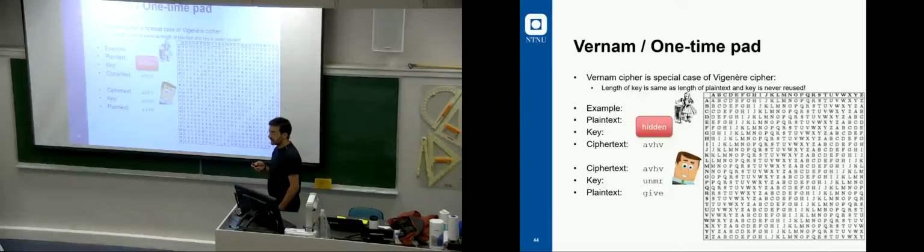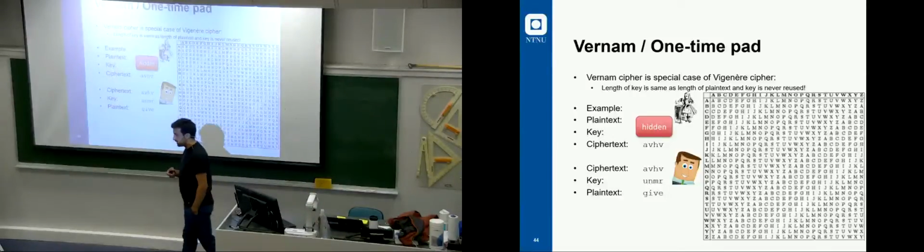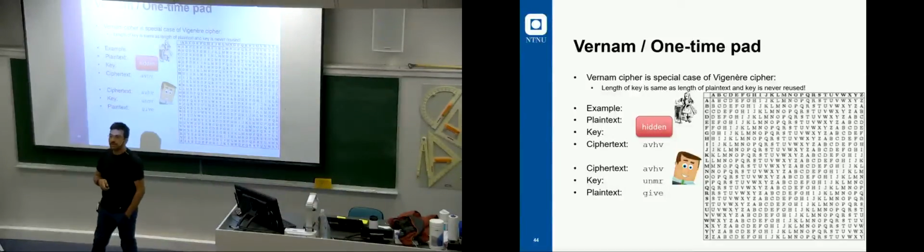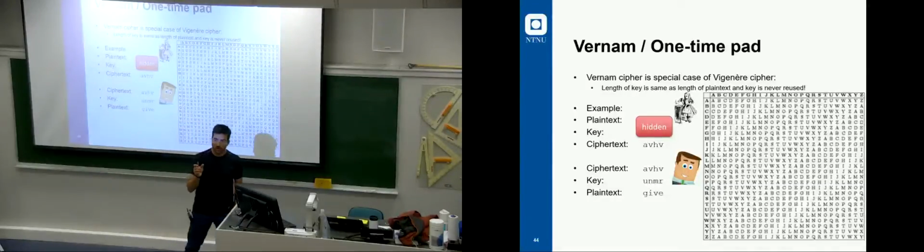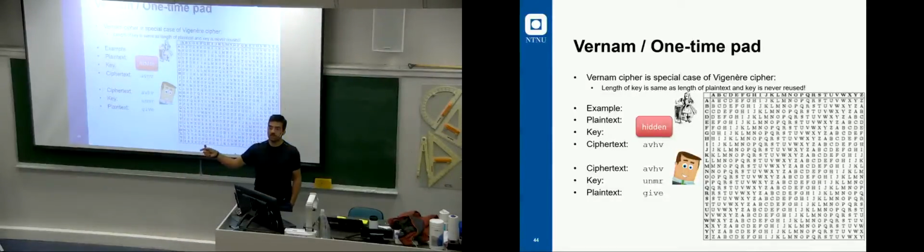You have a key, and that key cannot be reused. For example, we have 5 letters key that we are actually using for all our ciphertext, plain text. Here we have the plain text, which was 1, 2, 3, 4 characters, and our key was also 4 characters. Yeah? So it gets more complex to break all these things.